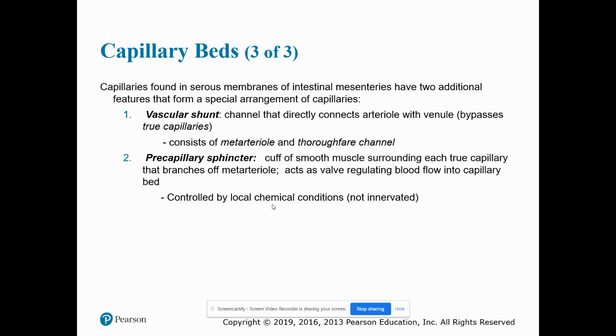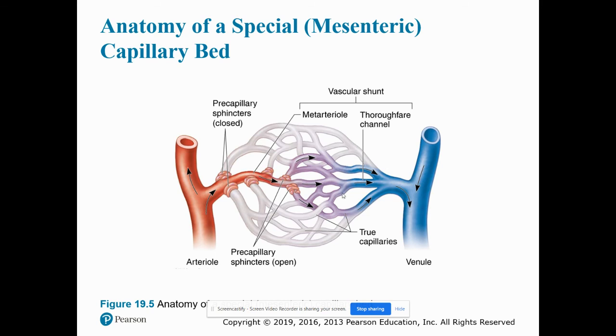And then there's the precapillary sphincter, and this is just like this little cuff of smooth muscle that surrounds each true capillary that branches off the metarteriole, and it just literally acts as a valve regulating whether or not blood is going to flow through there or not. And it's controlled by local chemical conditions. It's not innervated.